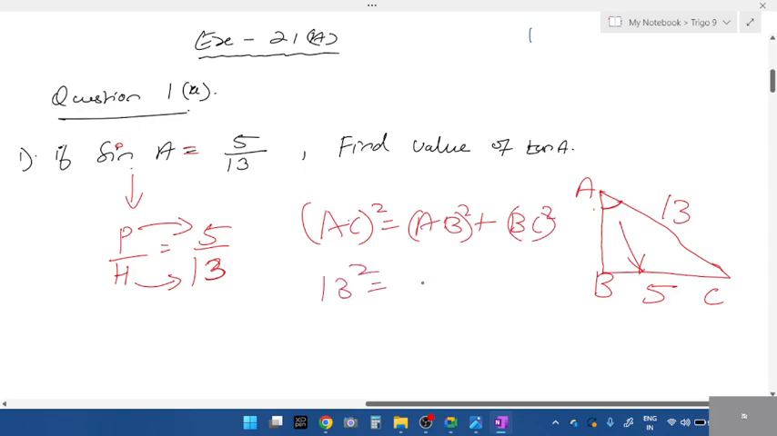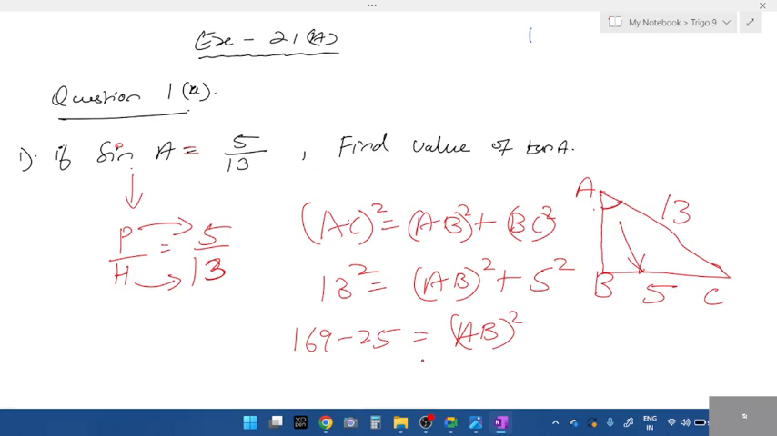13 square is equal to AB square, which we need to find, plus BC is how much? 5 square. AB is on the right hand side, keep it as it is. Shift this 5 square to the other side. 169 minus 25. Find the value of AB. Write this, students. Then we need to find tan value. Write the question. Is this clear? Did you understand? Anna, Alia, Shasha?